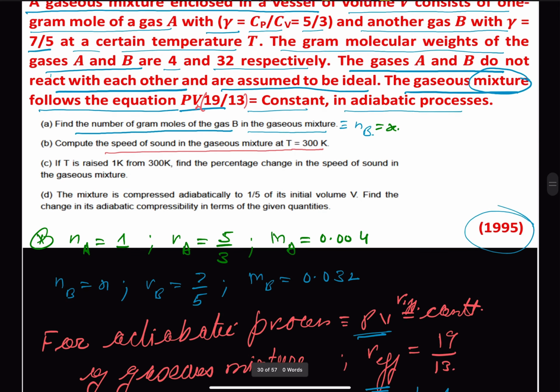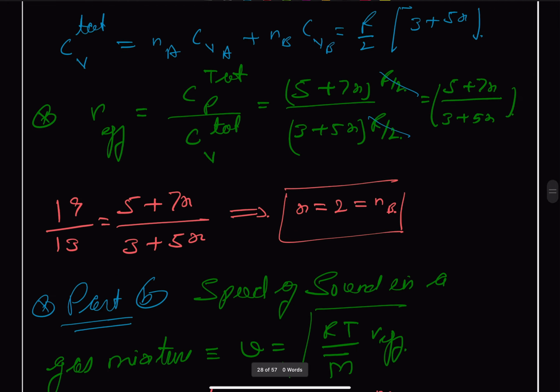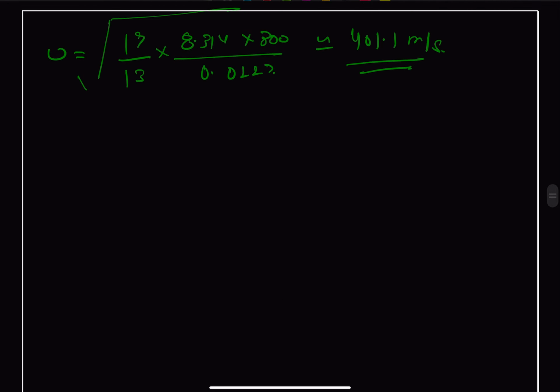And we come to part C. If T is raised 1 Kelvin from 300 Kelvin, find the percentage change in the speed of sound in the gaseous mixture. We have raised the temperature and we have to find out the change in the speed.